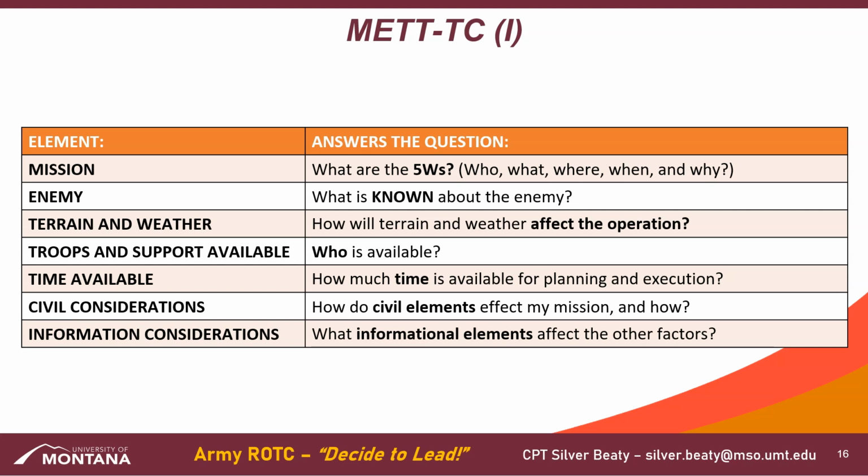Another way to look at this, if you look at METT-TC, you've got your elements on the left there, all 7 of them, and they should be answering the questions to the right. So for your mission, what are your 5 W's? Your enemy, what is known about them? When you're analyzing terrain and weather, not just what it is, but how does it affect your operation? Troops and support available, that's who, what's available to you to utilize. Your time available, how much time do you have for planning and execution? Your civil considerations, not just what they are, but how do they affect your mission and how? And information considerations, what other informational elements do you have that affect everything else?